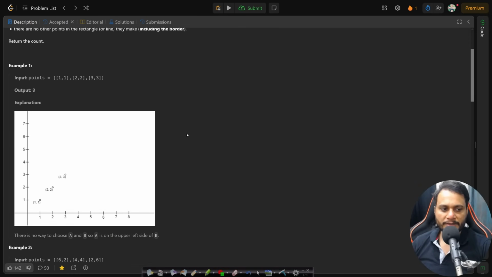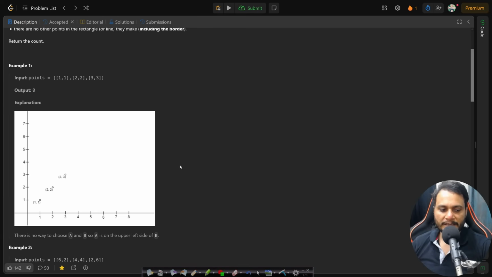If you look at the first example, can you make any point as the top left corner and another point as the bottom right corner? It will not be possible, because if you try to make it with, let's say, 2, 2 as the top left corner, then you do not have anything to the bottom right, isn't it? So since there are no such valid pairs, the count is equal to 0 in such case.